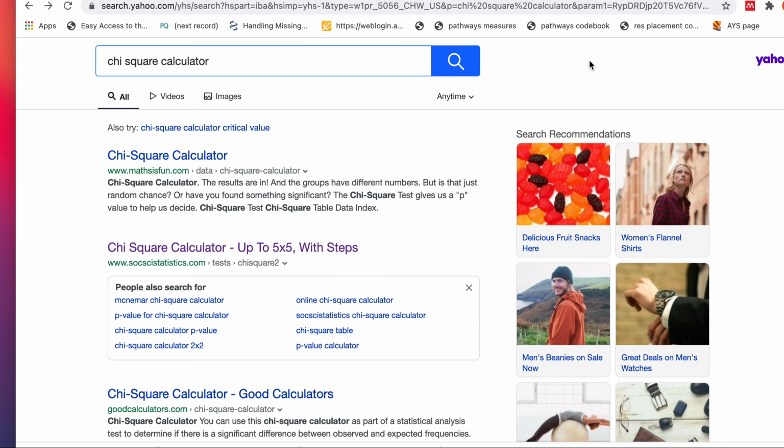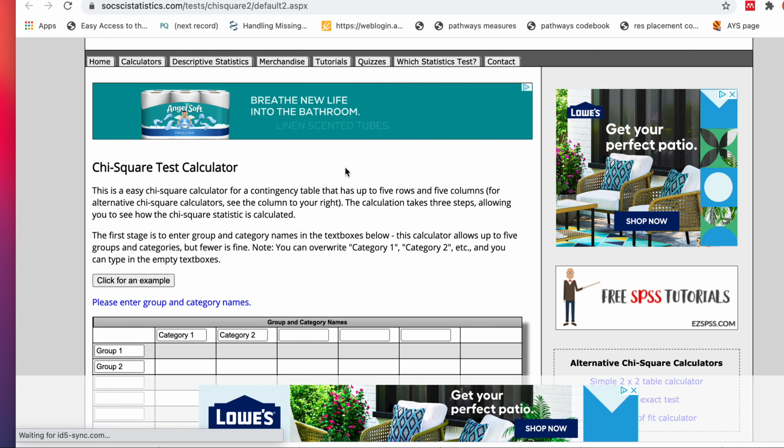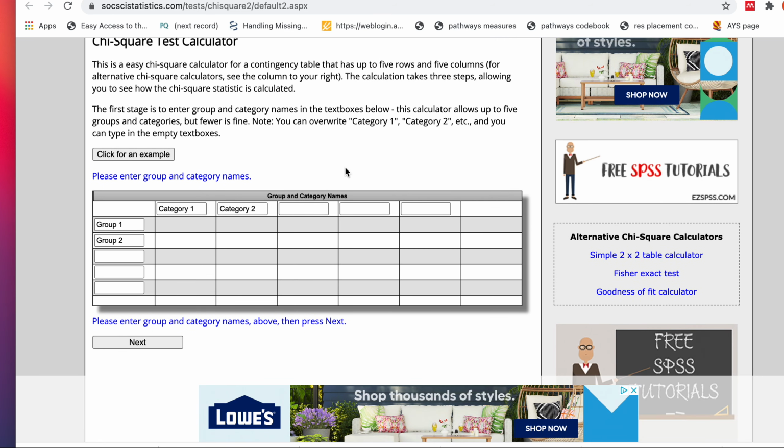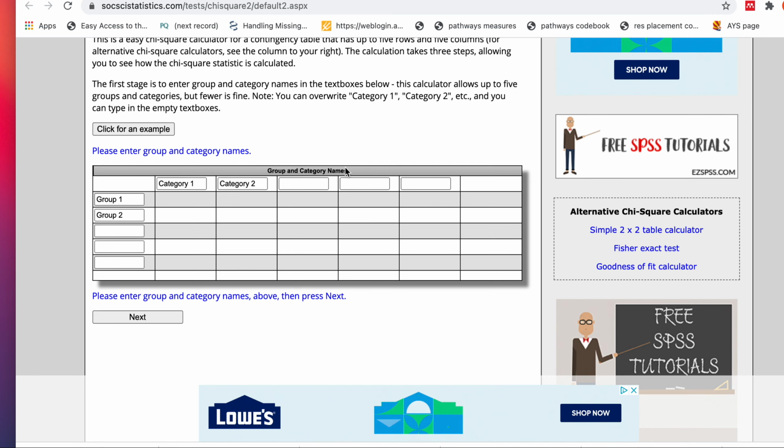So all I did here is I just Googled chi-square calculator, and I like using this one, socialsci.statistics.com. And it has a nice little calculator. It's super easy to use. So what I decided that I wanted to do my project on is whether males or females are more likely to have received the COVID vaccine.